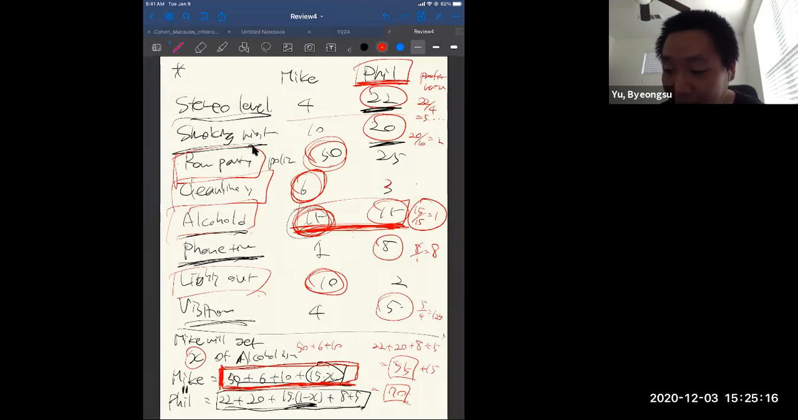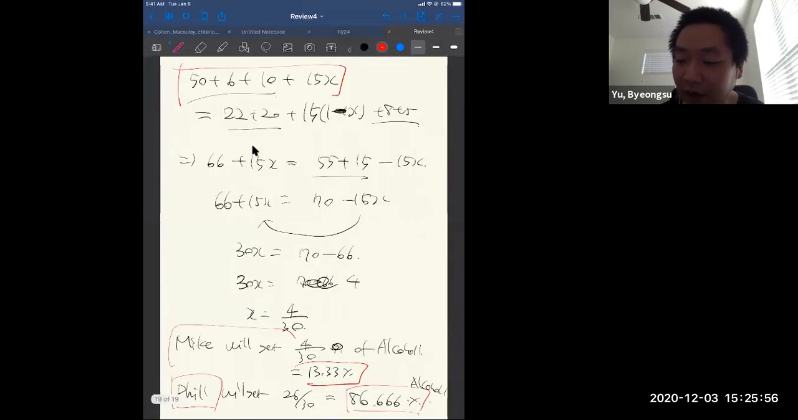And likewise, here we get 22 points from the stereo rubber, 20 points from smoking right, and the part of alcohol which does not belong to Mike. So that's why we multiply by 1 minus x instead of x. And the phone time issue gives Pierre 8 points, and the visitor issue gives Pierre 5 points, right? So that's all the points Pierre will get. And what you want to do is just make their points equal so that there is no winner or no loser, right? So that's how I get this equation. Does it make sense, Linji?